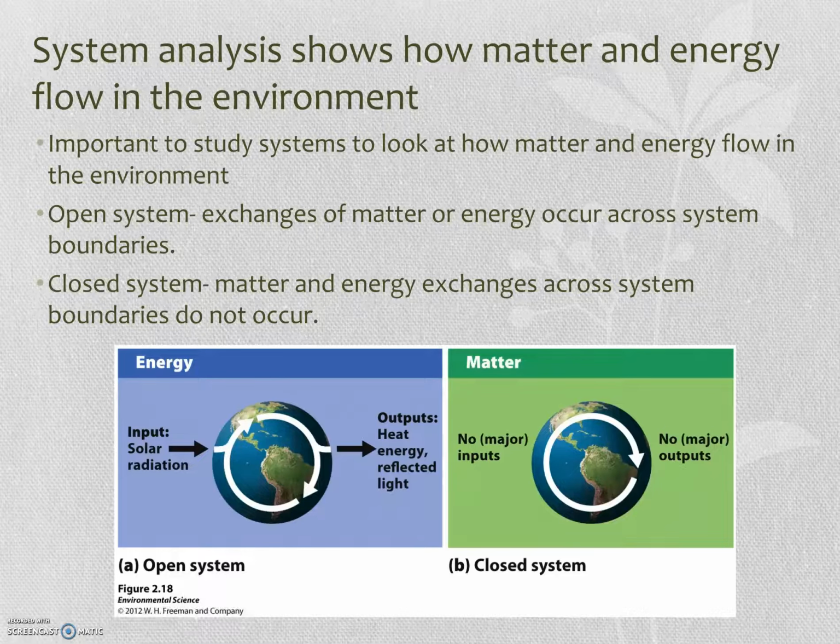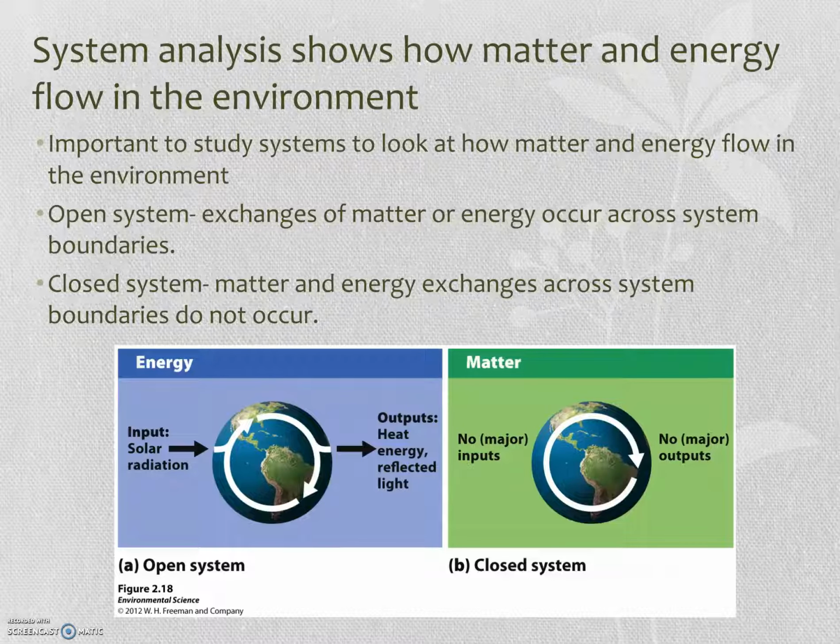So we're going to pick up Chapter 2 with looking at system analysis. It's important to study systems to look at how matter and energy flow in the environment. So an open system is when exchanges of matter or energy occur across system boundaries, and that's most cases that we'll look at. And a closed system is when matter and energy exchanges across the system boundaries do not occur. It's pretty rare. There's some cave systems that have closed systems.